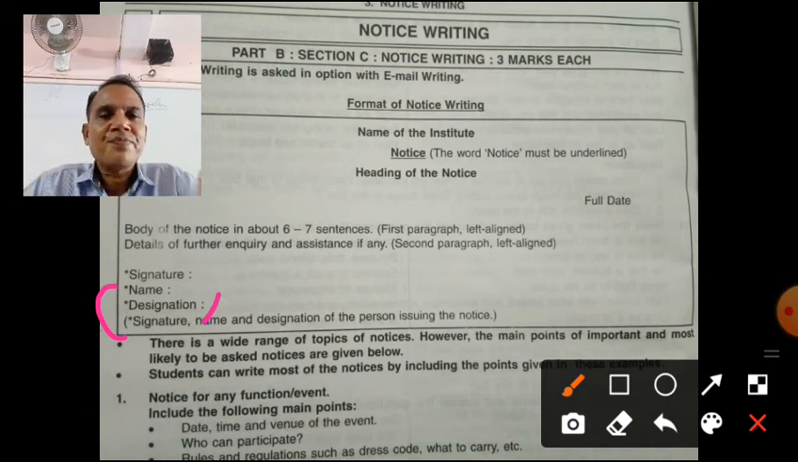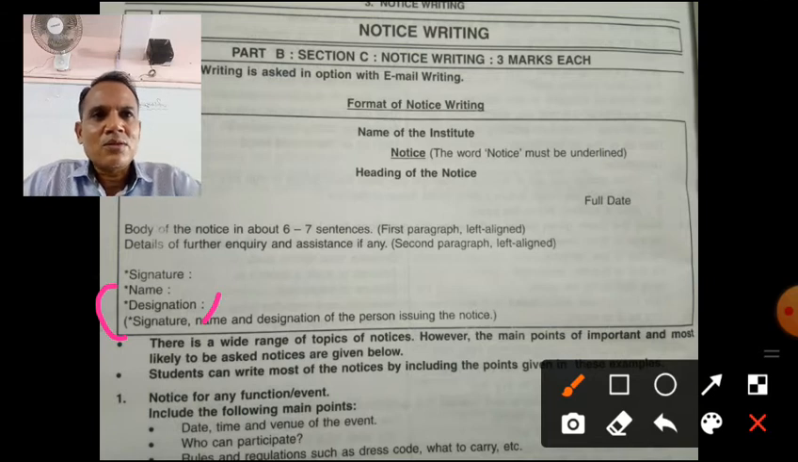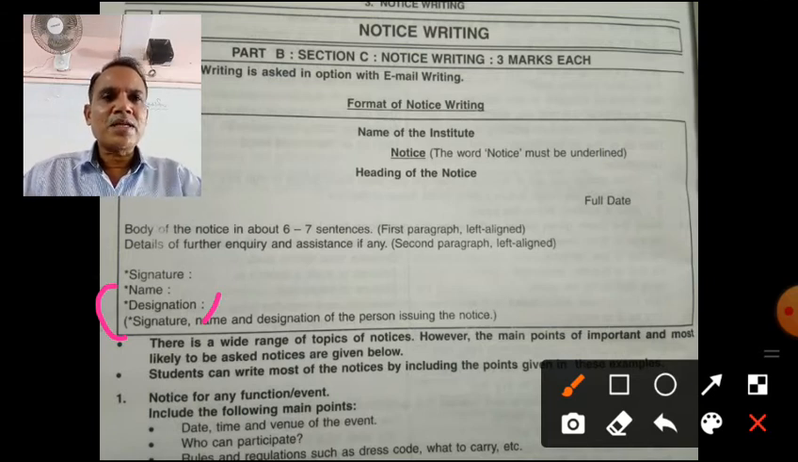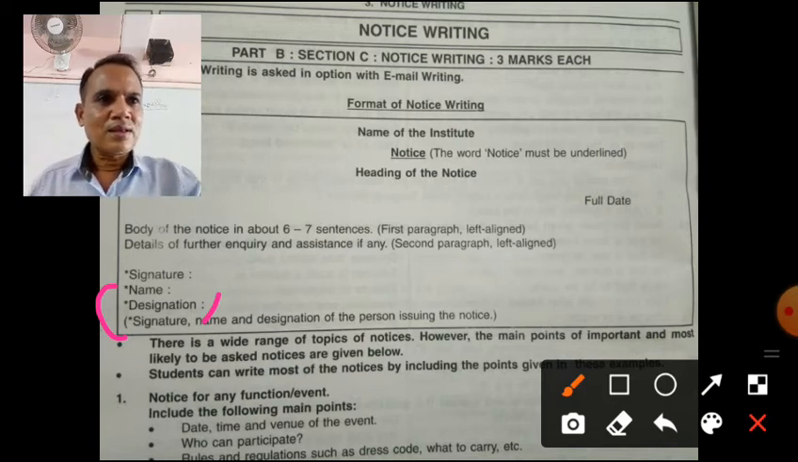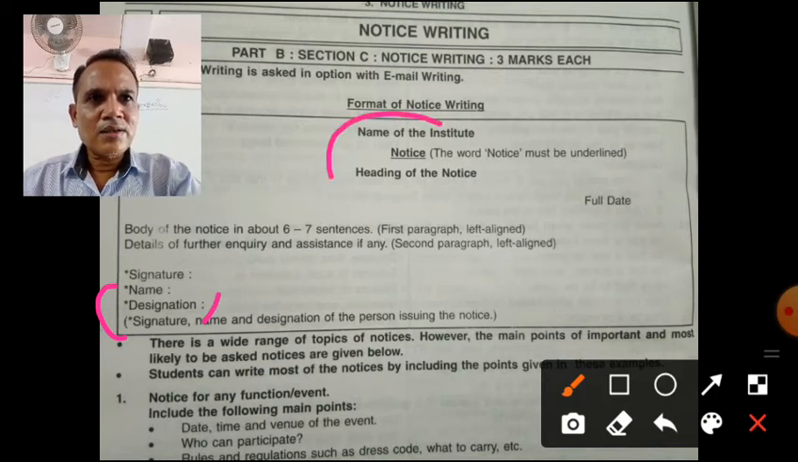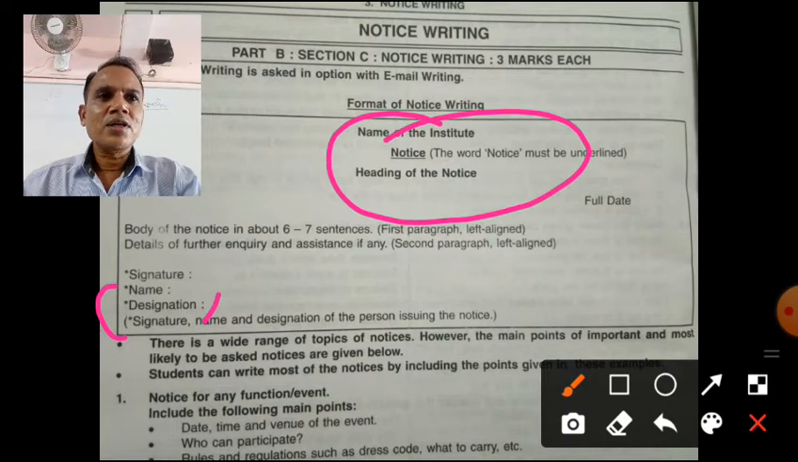Maybe the principal, maybe the president, maybe the DO of Surat, maybe the prime minister, maybe the manager of the bank. So only the manager, the principal, the clerk. Suppose you are the head boy of the school, so you will write head boy, maybe head girl. So this is the complete format of notice writing, and as it carries 4 marks, once you have written up to this, you will get 1 mark.